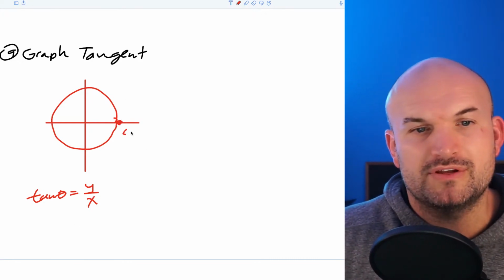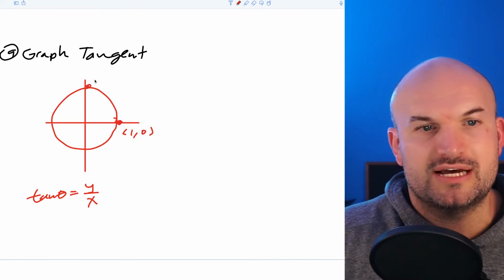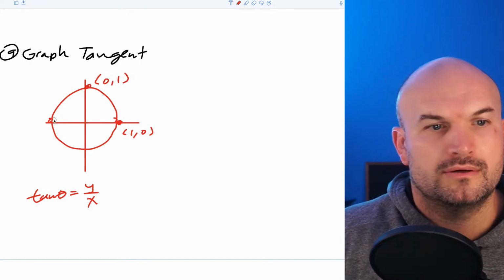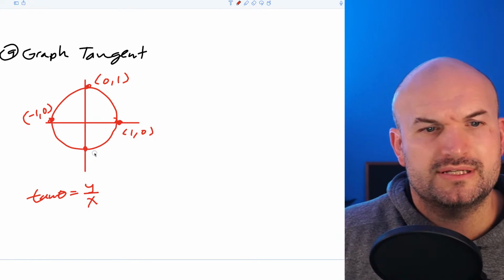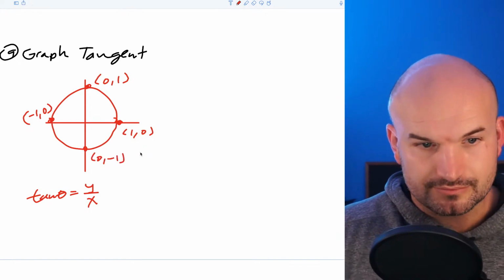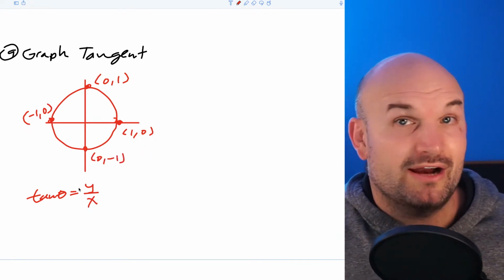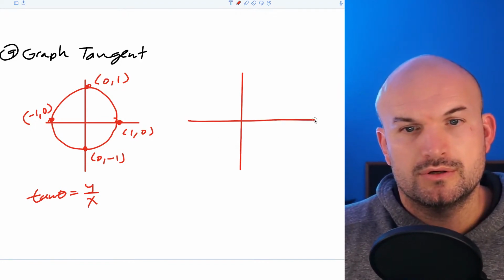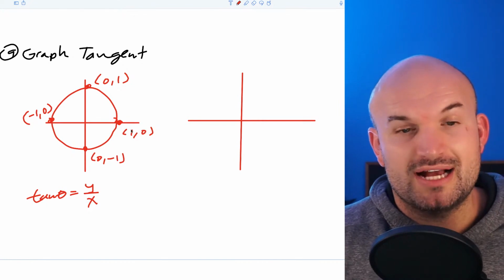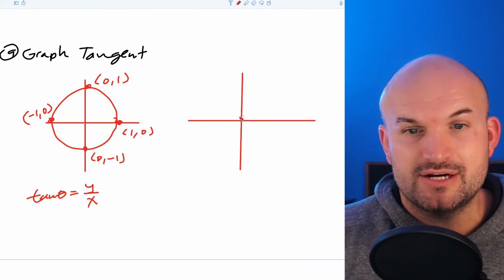You need to know this part of the unit circle, the intercepts. -1, 0. And this point is going to be 0, -1. So remember y over x. If you're going to take y over x, 0 over 1, that's going to be 0.